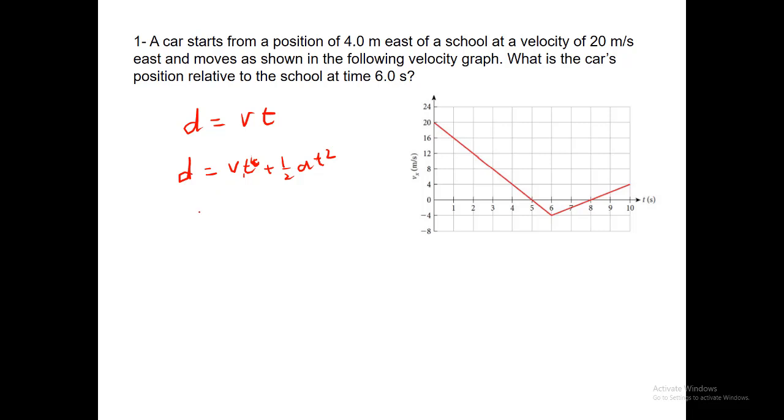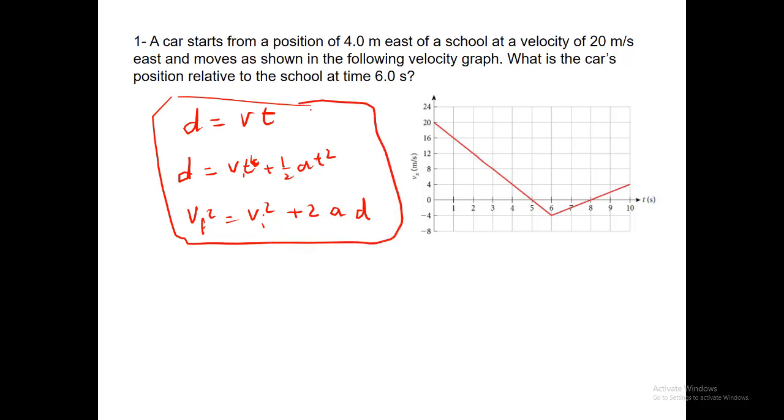We have another one. I know you have dealt with that in secondary school, so you have to know them. The third one that contains the distance is v final squared equals v initial squared plus 2ad. We have three equations. We can use any one of them to get the distance, depending on the information available in the problem.